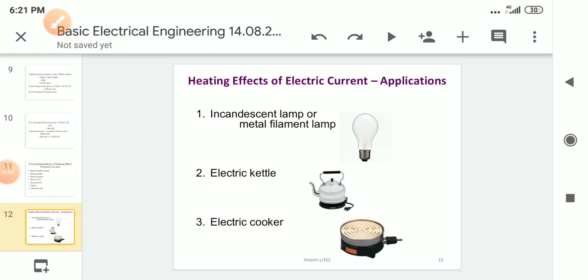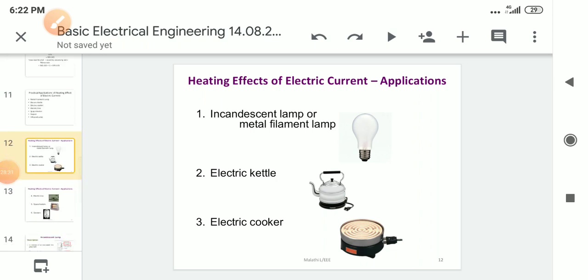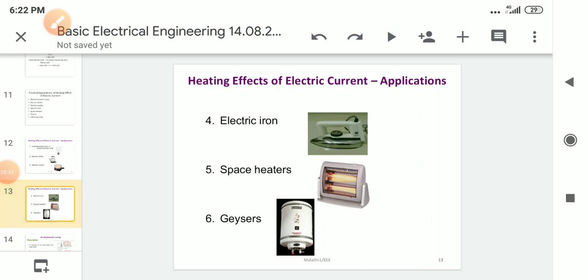See, this is an incandescent lamp or metal filament lamp. And the next is what? Electric kettle. In a kettle, what are we doing? We prepare tea or coffee or hot milk, hot water, all those things. This is an electric cooker. We have some induction stoves in our houses also. Just observe that. And this is an iron box. I think you all know about this iron box.